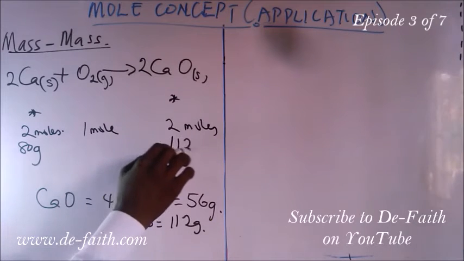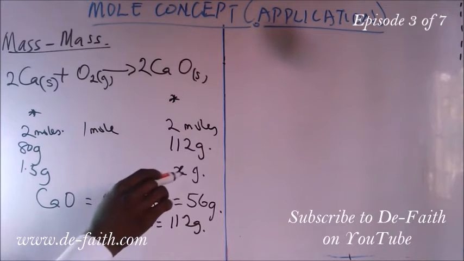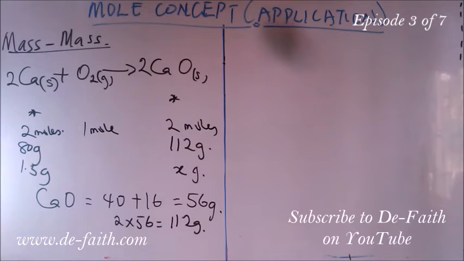So 112 grams of calcium oxide was the yield in this reaction. And so what will be the yield when 1.5 gram of calcium was used? What will be the calcium oxide mass that will be produced when 1.5 gram of calcium is used?